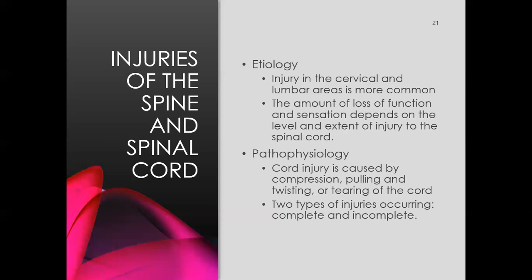Pathophysiology, well, cord injury is usually caused by some compression, pulling, twisting, or tearing of the spinal cord. Two types of injuries usually occur: a complete or an incomplete injury. So, what differentiates a complete from an incomplete injury? We're going to be looking at the amount of damage to the spinal cord.